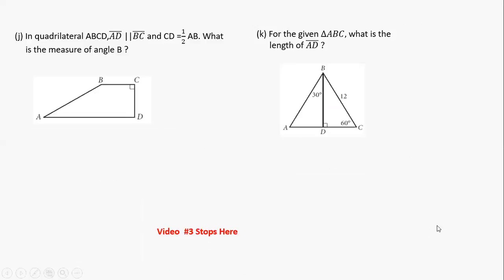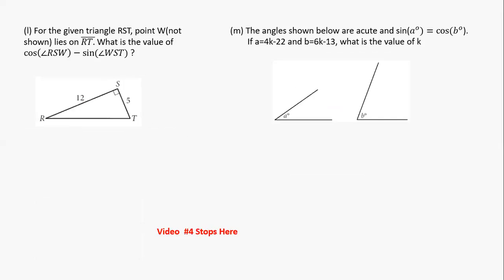Then video number 3 is here. We're going to talk about the special right triangles and how to use that property to find, for example, the angles or the lengths of the sides. Here, we're going to have 2 problems. Then in the last video, we're going to use the trig function definitions and try to solve some problems. And so that's it. All right.